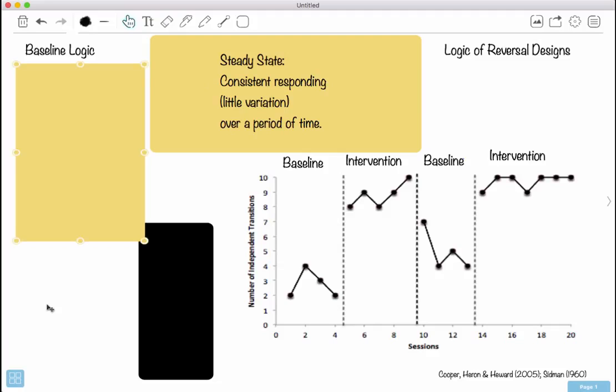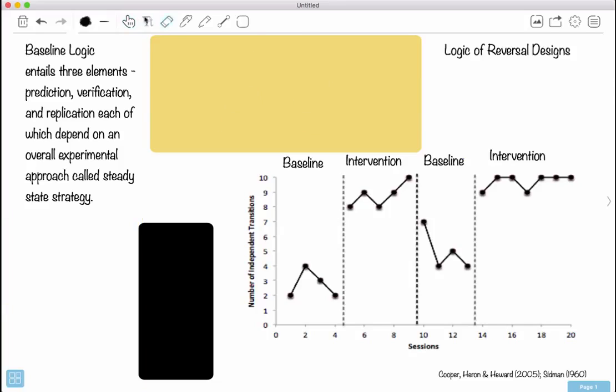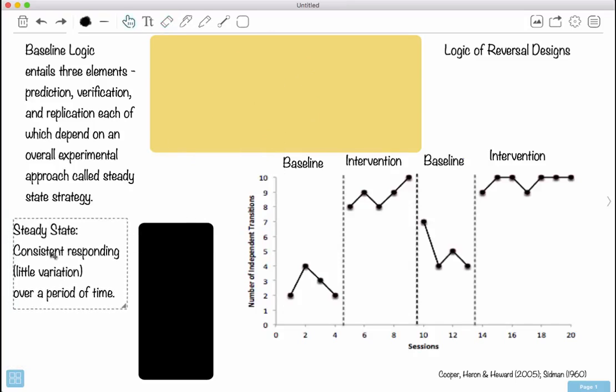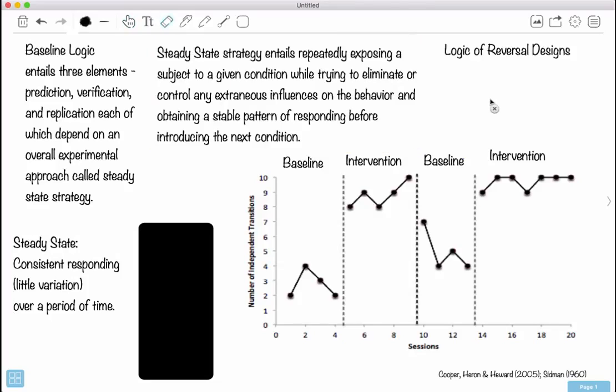Now let's talk a little further about baseline logic. Baseline logic entails three elements: prediction, verification, and replication, each of which depend on an overall experimental approach called a steady state strategy. Okay, so we know what steady state is. I'm going to move that definition down here for you. And now let's talk about steady state strategy.